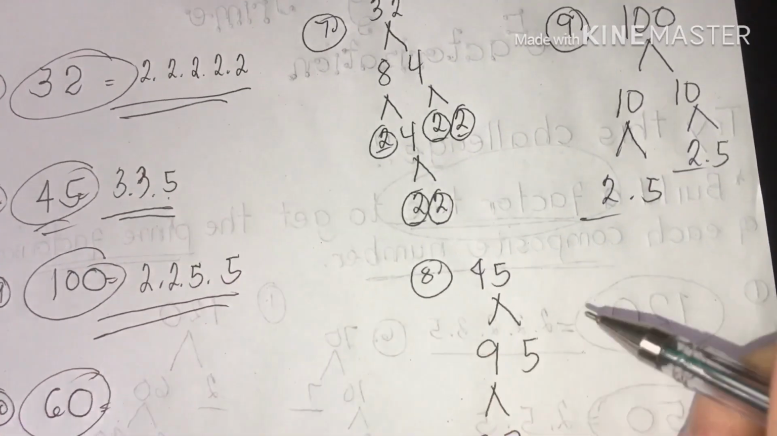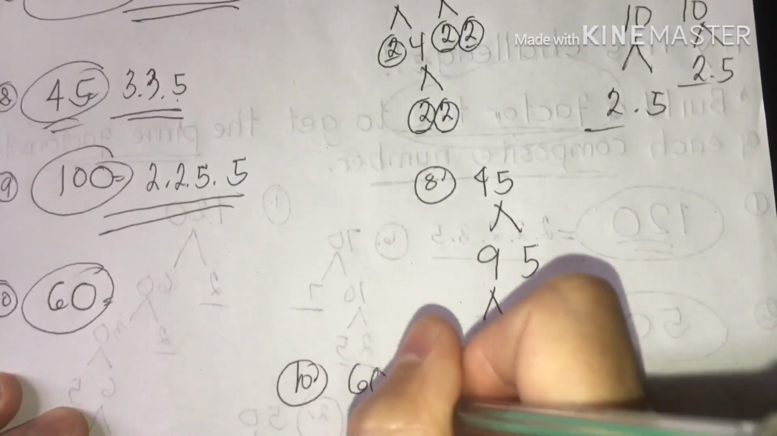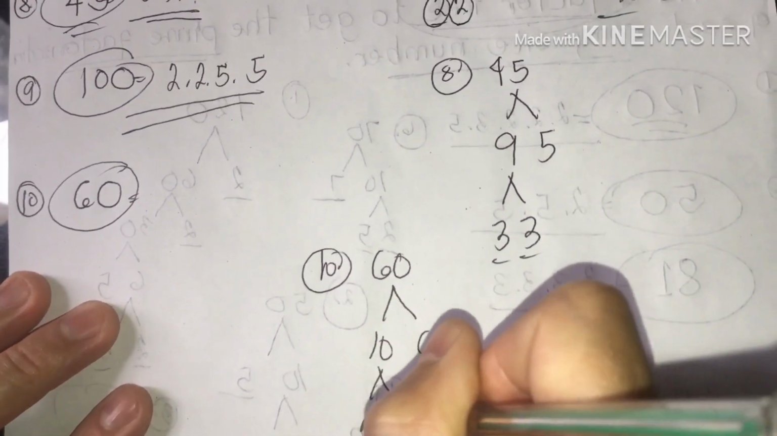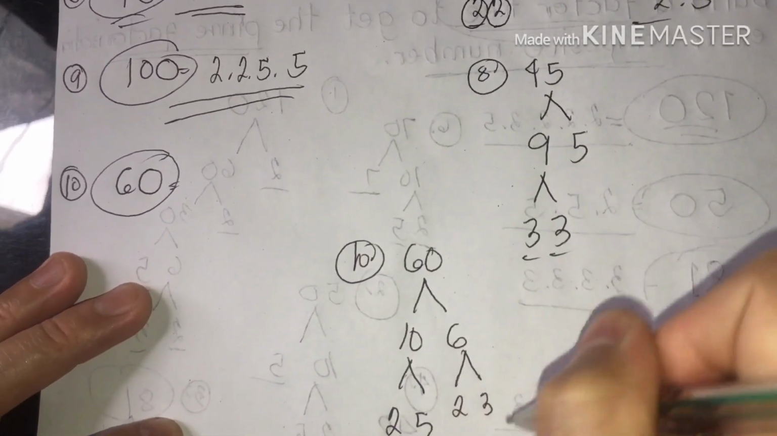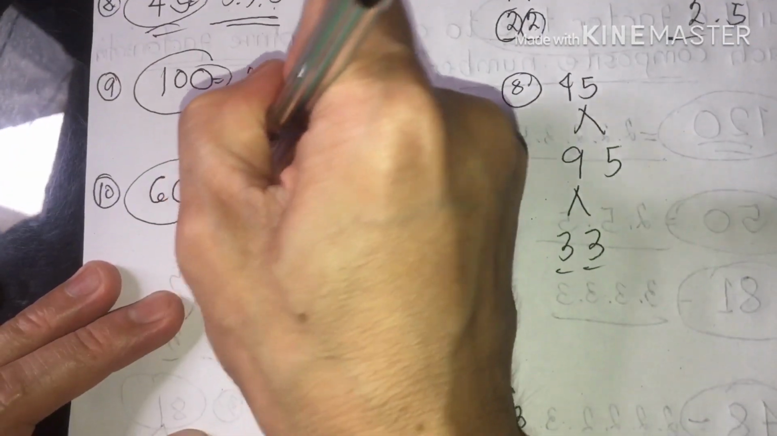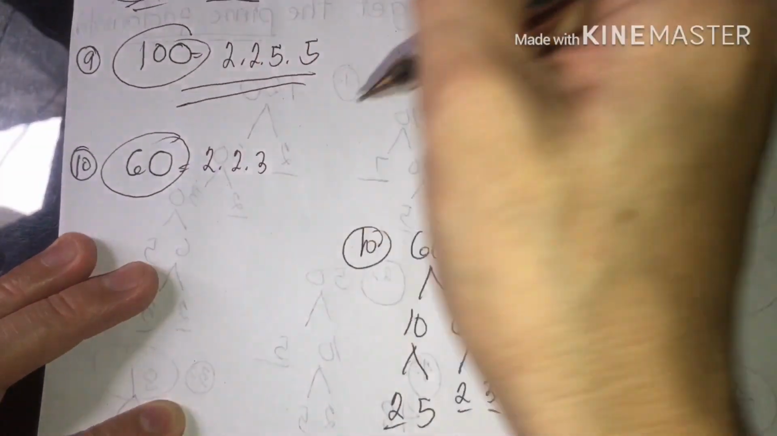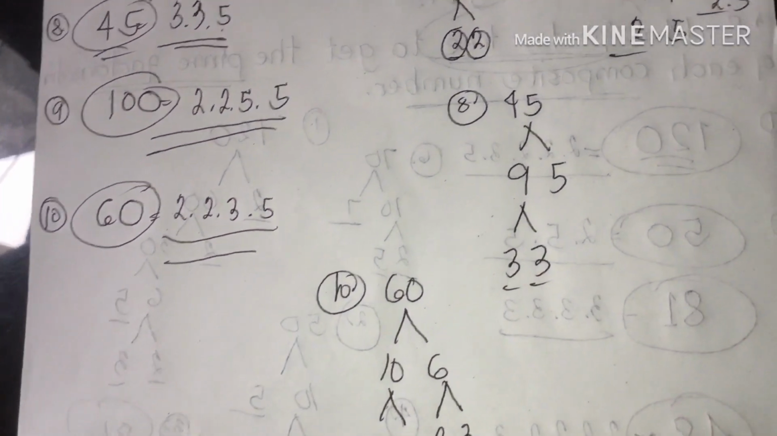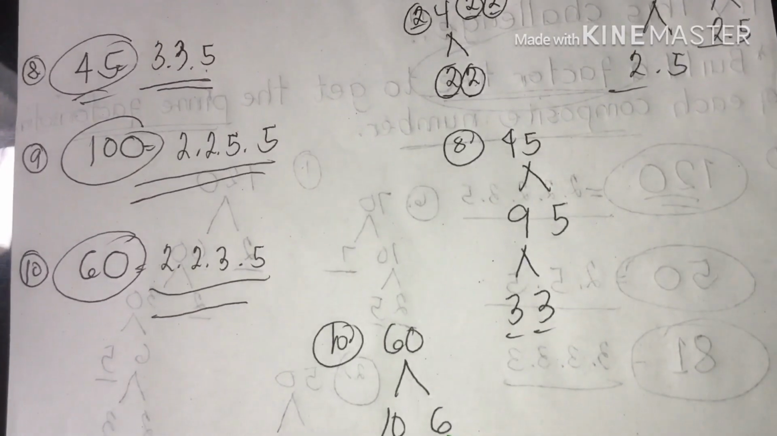Next, 60. 10 times 6, and then 2 times 5, then factor number 6: 2 times 3. We're going to write first number 2 according to the sequence of numbers. I'm going to use dots, class. Remember, when using dots, your answer must be correct, and of course it should be clean and understandable so that your teachers will not be confused about your answer. Okay?